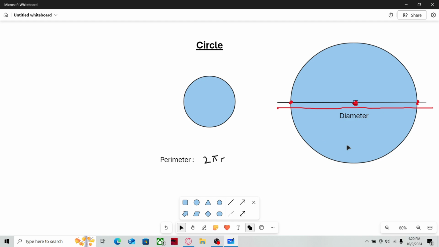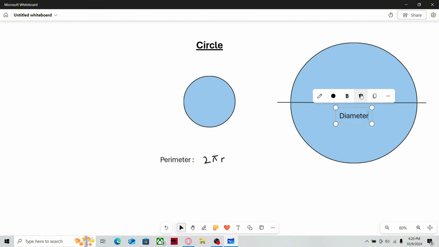Basically, what radius means is from the middle point to one of the endpoints of a circle. Either way you can say it is half of the diameter. The half of the diameter is the radius. For example, if I were to tell you the diameter of a circle is 14, the radius will be 7. If the diameter of a circle is 10, the radius is 5.